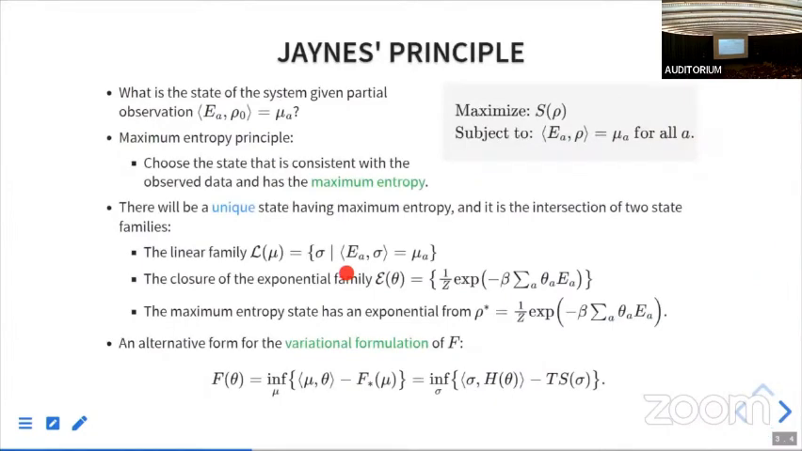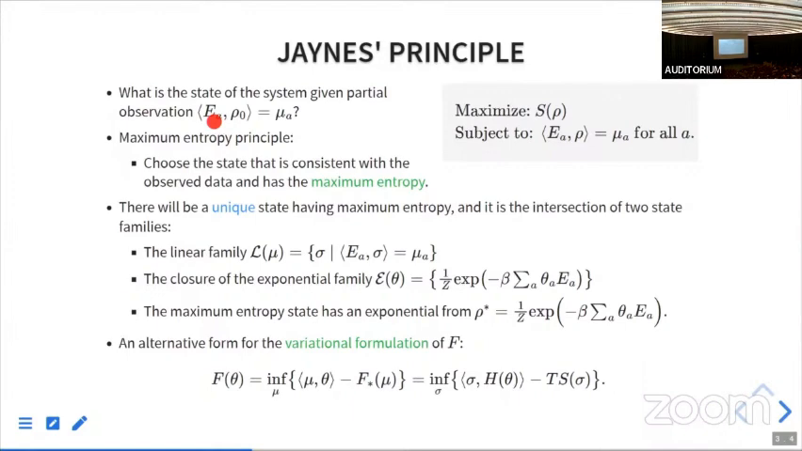The last piece that I want to talk about in this convex duality picture is the very famous Jaynes principle, the maximum entropy inference principle. We have the situation here where you have local information about a system, and you don't know what the state of the system is. The maximum entropy principle says that you just choose the state that has the maximum entropy.